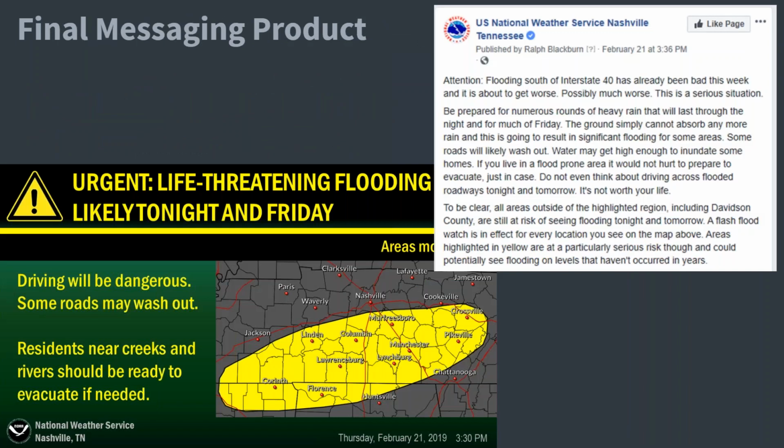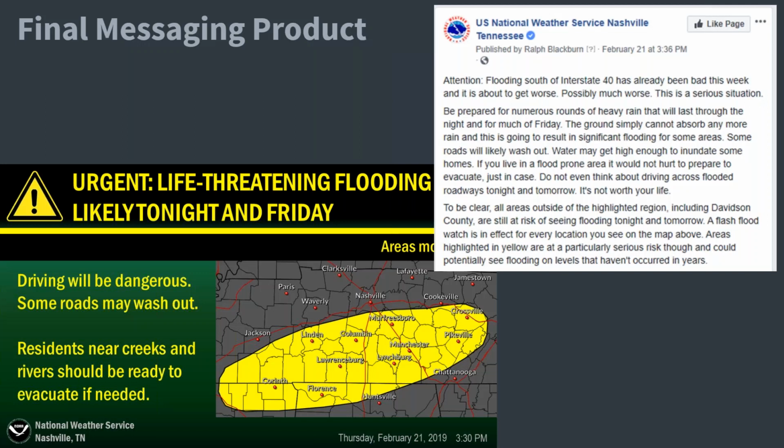So here's what we ended up putting out as a graphic like this. And we came together as an office to talk about exactly what words we wanted to use. Do we want to use the word urgent? Do we want to use the term life-threatening flooding? Do we want to say possible or likely? Well, because of that ensemble output, we decided, let's say likely.